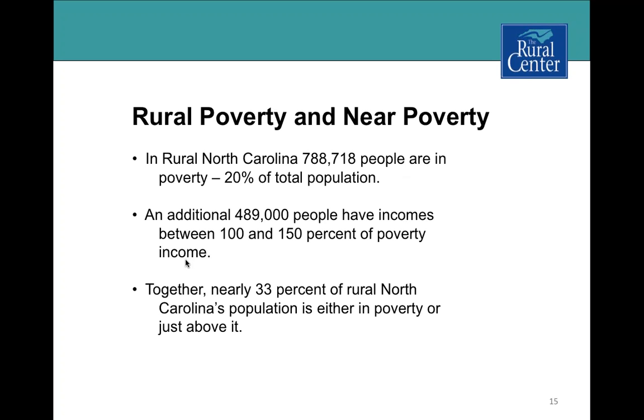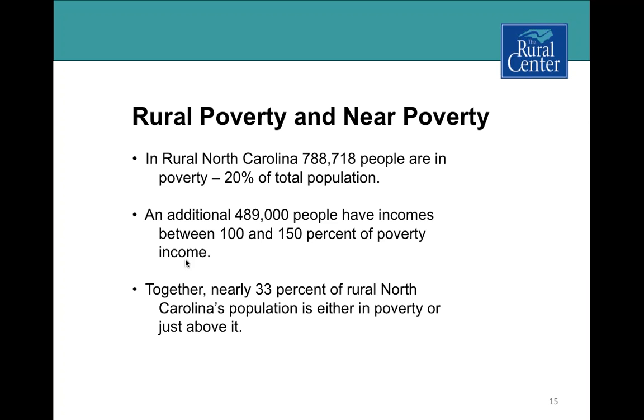Okay, on rural poverty and near poverty. In rural North Carolina, 788,000 people are in poverty. This is about 20% of the total population. This is from 2014 census estimates. We have an additional 489,000 people who have incomes between 100 and 150% of poverty income. Now, many federal programs will define their eligibility up to 200% of poverty income. Low to moderate incomes is what they would call it.